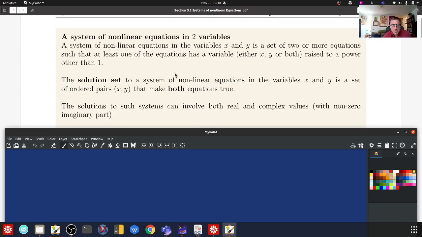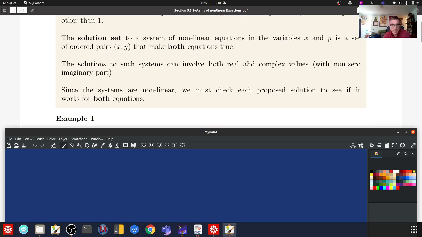A system of nonlinear equations in the variables x and y, as we're going to stick with, is a set of two or more equations such that at least one of the equations has a variable, either x, y, or both, raised to a power other than 1. In our case, we're going to stick with systems of two equations, and the greatest power that any of our variables will be raised to in the original system will be 2.